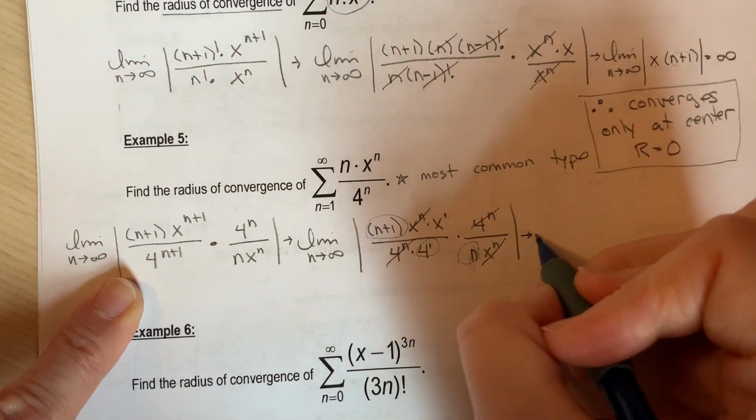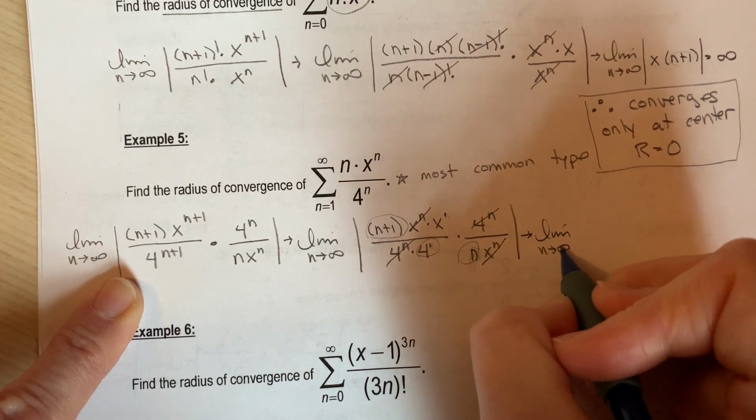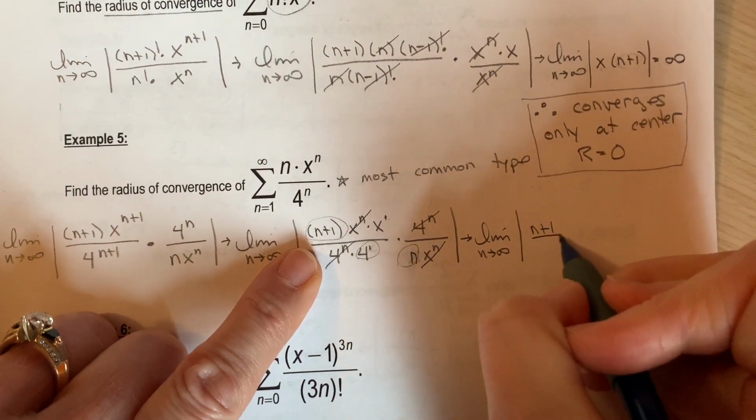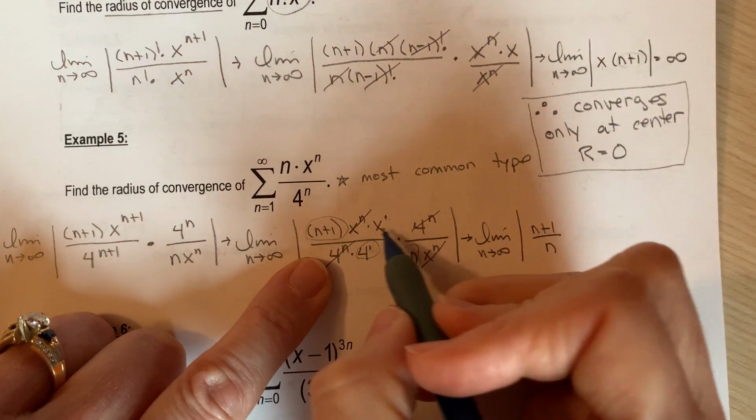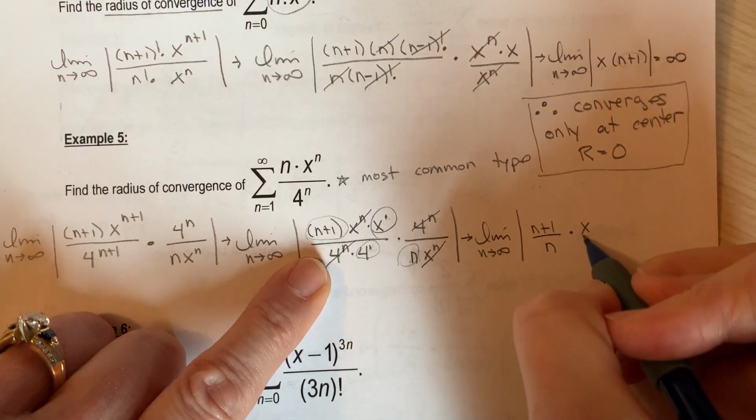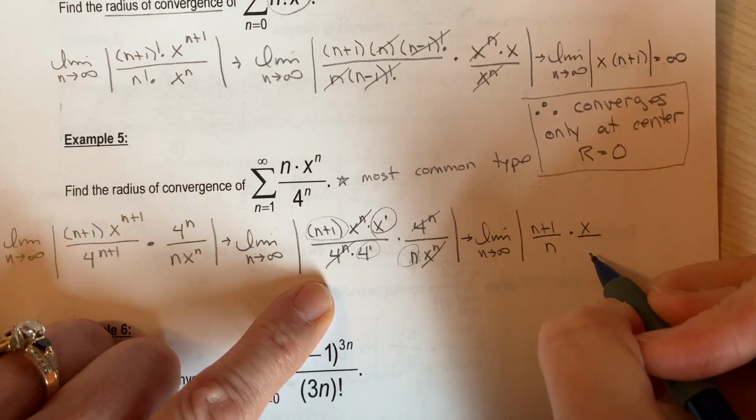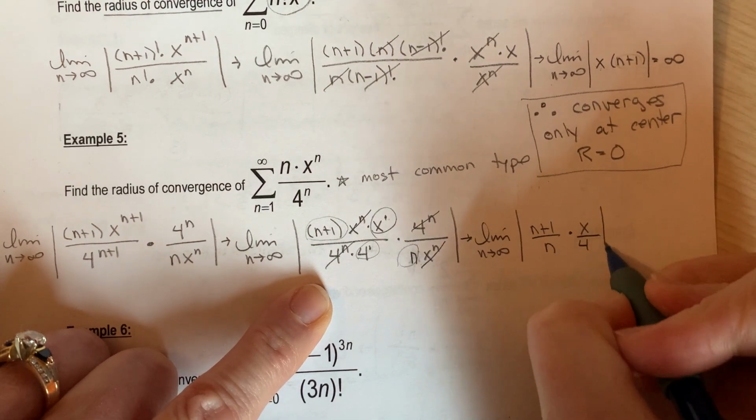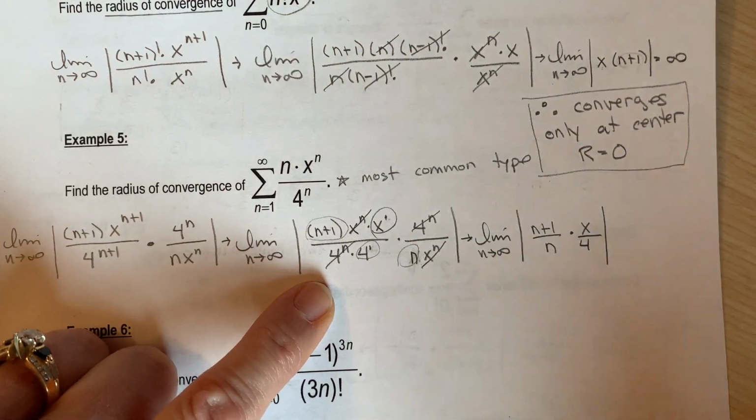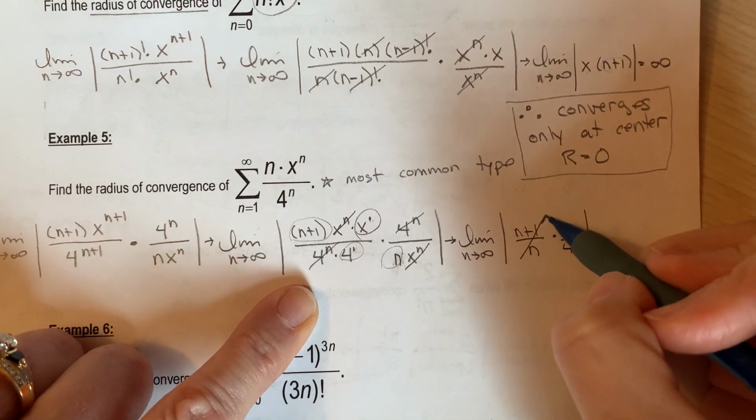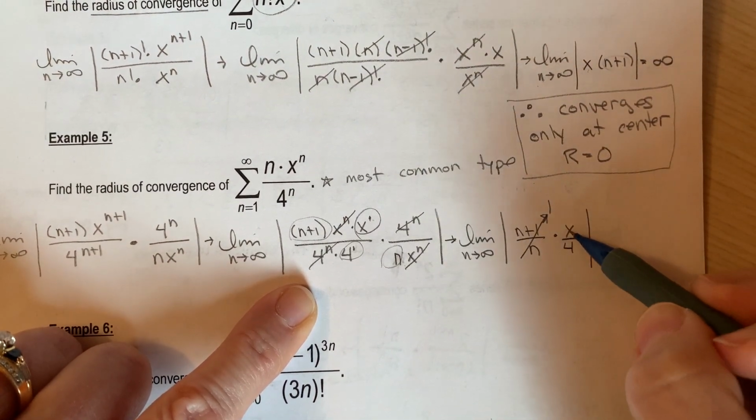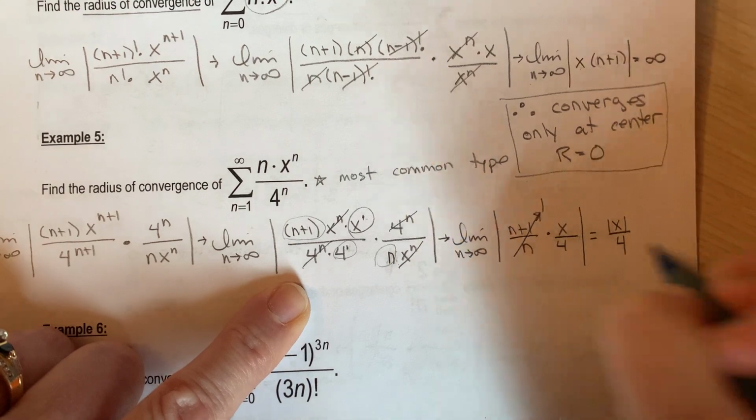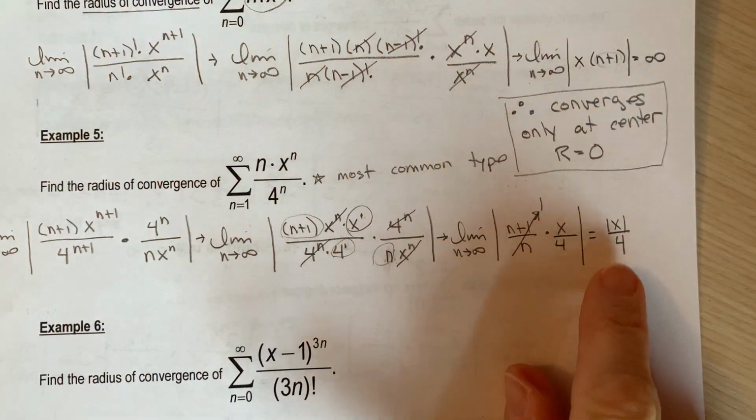So limit as n approaches infinity. I'm going to put the n's together. N plus 1 over n times, oops, I have an x up there too, times x over, oh, there's my n, x over 4, sorry. I think I can take my limit now. This is same over same, so that's going to approach 1. 1 times x over 4. My limit is absolute value of x over 4. 4 is already positive, so I can take that out of my absolute value.